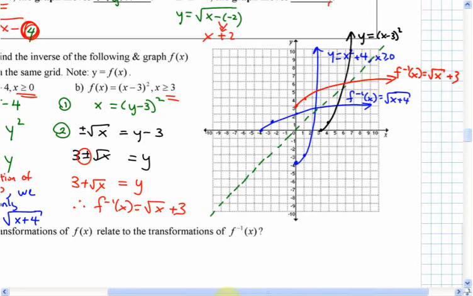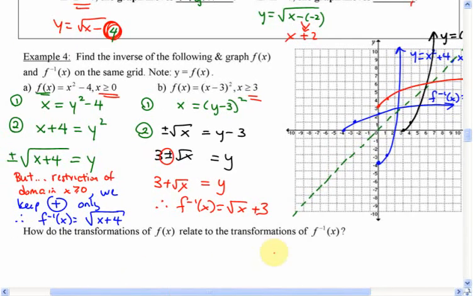Last one here. I said, how are the transformations of f of x related to the transformations of the inverse? Well, once again, remember the inverse is just a reflection. These are all just reflections in which line? Well, it's in the line y equals x. Okay? That's all we're doing here.